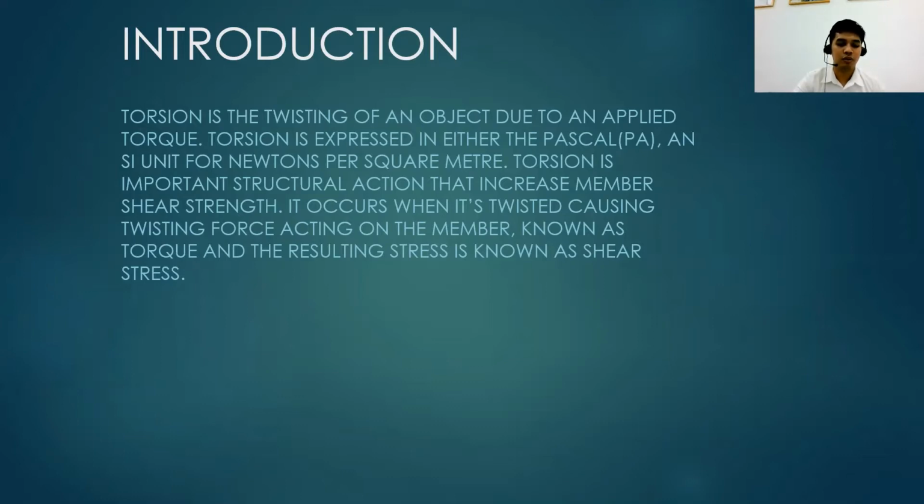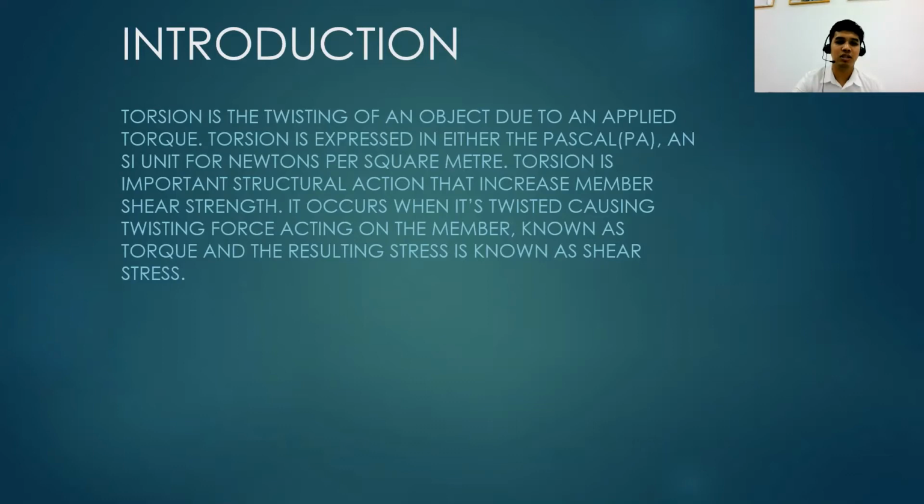Today I would like to present our mini project for torsion. First of all, I would like to define what torsion is. Torsion is the twisting of an object due to an applied torque. Torsion is expressed in Pascal, an SI unit of Newton per square meter.